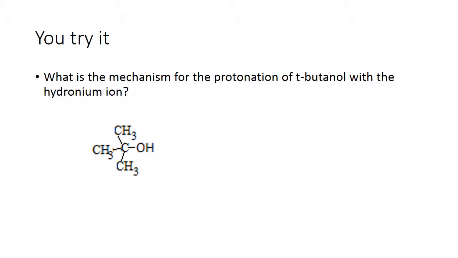So now you're going to try some problems. Go ahead and figure out what is the mechanism for the protonation of t-butanol with the hydronium ion. So go ahead and draw the hydronium ion and draw in what arrows you need to show for the protonation of t-butanol with the hydronium ion. Okay, so first thing we have to do is draw in the hydronium ion. Okay, there's the hydronium ion.